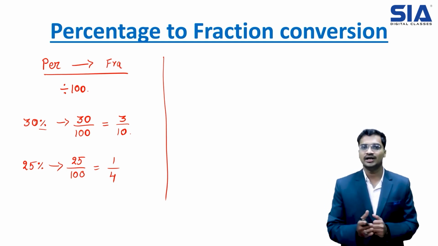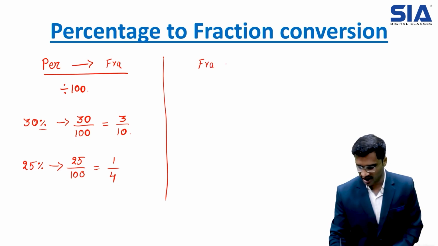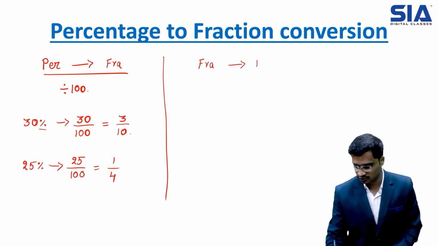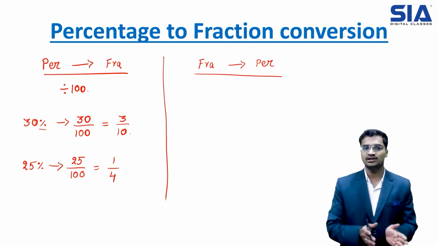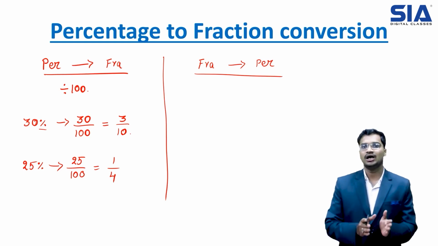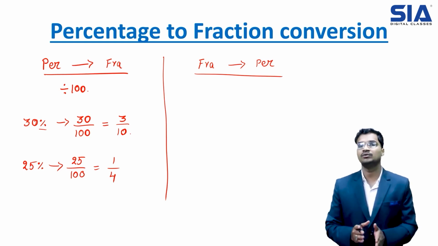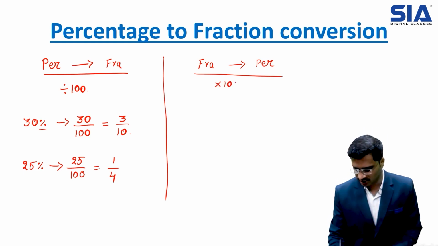Now we have to come in a reverse way, which is fraction to percentage. Now we have to go from fraction to percentage. Now we are going in a reverse way. What we have to do? Previously we divided by 100. What we have to do now? We have to multiply it with 100.